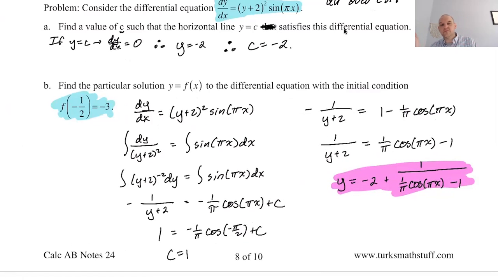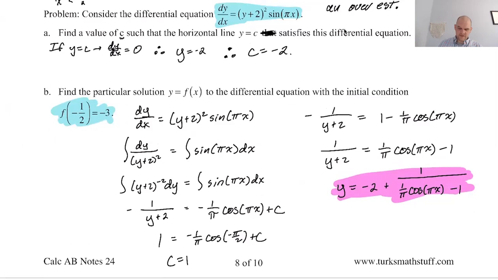So maybe there's a domain issue you'd have to worry about. Not really, because 1 over pi is... well, not really small, but basically the denominator there is never going to be equal to 0. It can't be. So I don't think we need to worry about that.